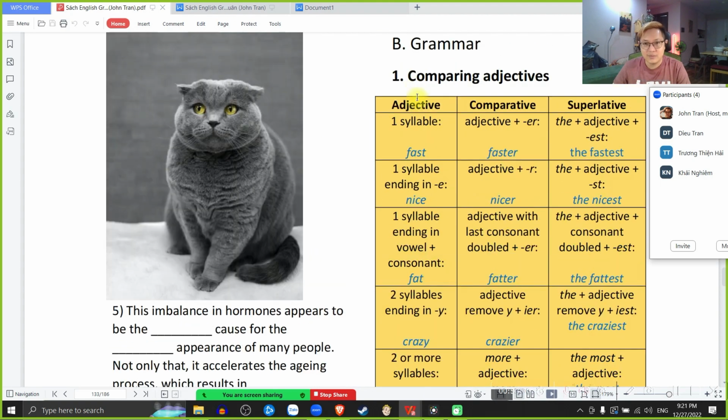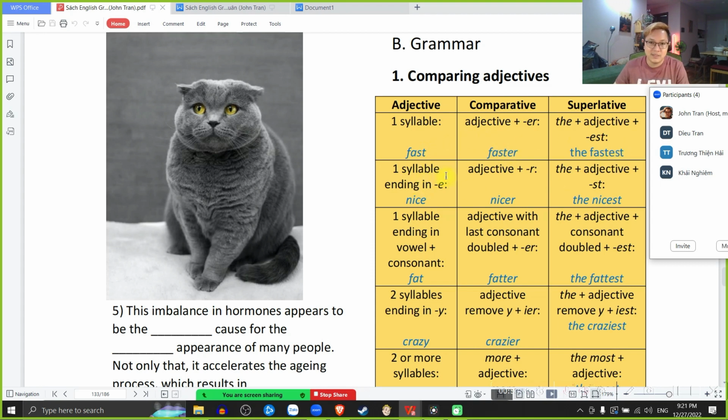So we have adjective, we have comparative adjective, and we have superlative adjective. Normal adjectives, comparative adjectives, and superlative adjectives. If there's one syllable like fast, fat, big, you just have to add er and est. Fast, faster, the fastest.